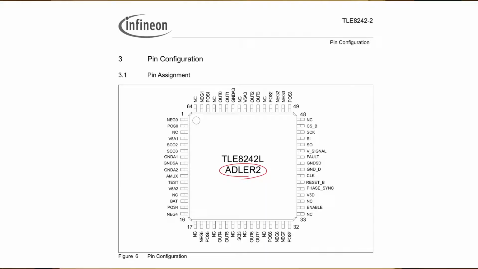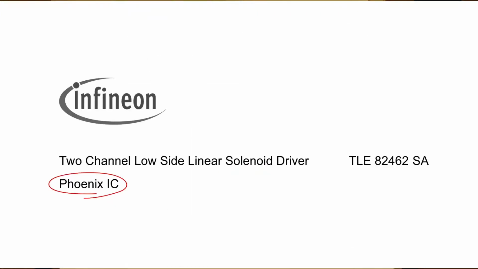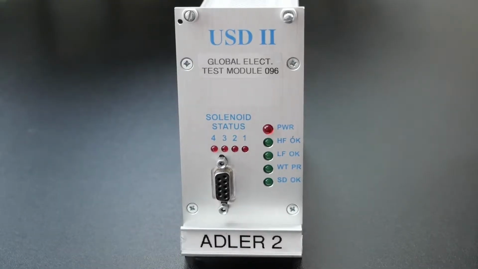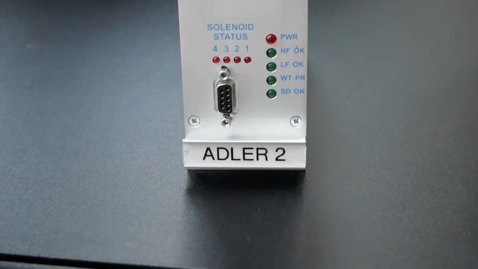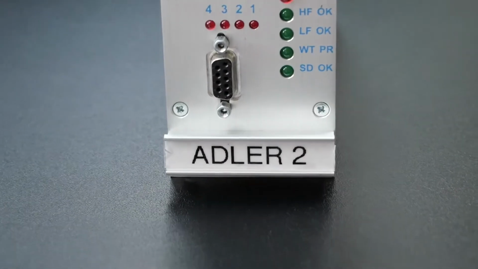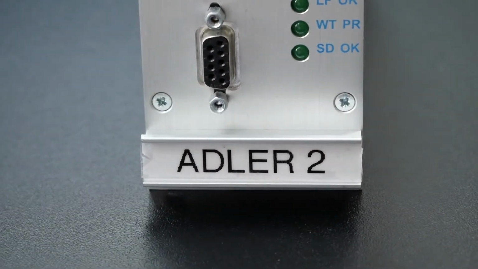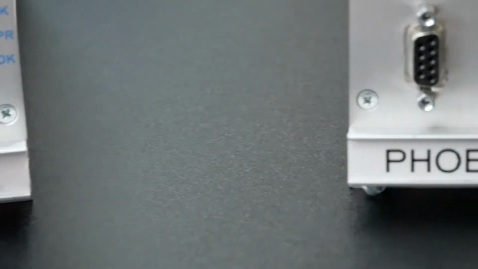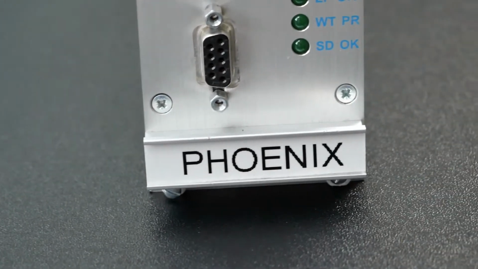As IC manufacturers like Infineon release newer and improved chips for automotive manufacturers to use in production, Global Electronics releases newer USD-II modules that incorporate these same chips. Thus, the Adler module has been joined by newer modules called Adler II and Phoenix, referring, of course, to the Infineon control chips within these modules.